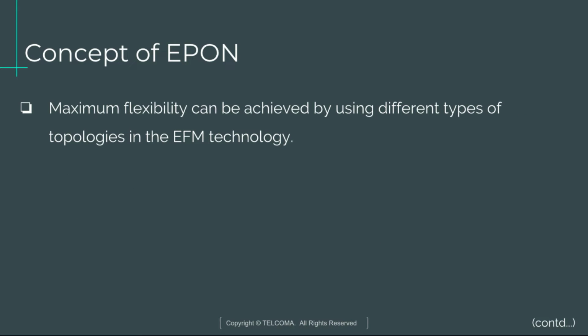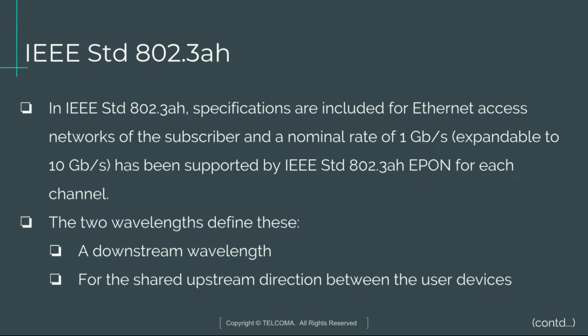Maximum flexibility can be achieved by using different types of topologies in the EFM technology. Next is IEEE standard 802.3ah. In IEEE standard 802.3ah, specifications are included for Ethernet access networks of the subscriber, and a nominal rate of 1 Gbps that can be expandable to 10 Gbps has been supported by IEEE standard 802.3ah EPON for each channel.